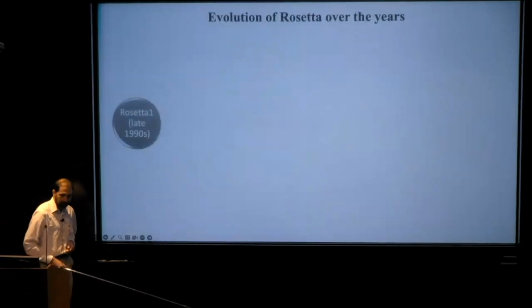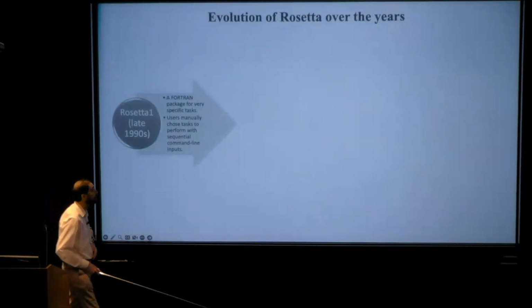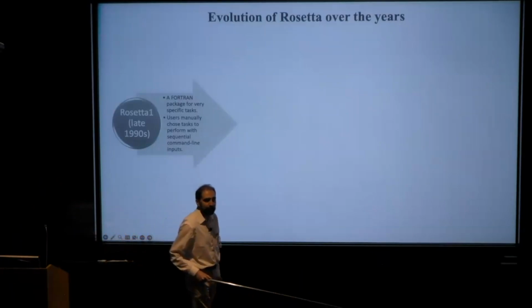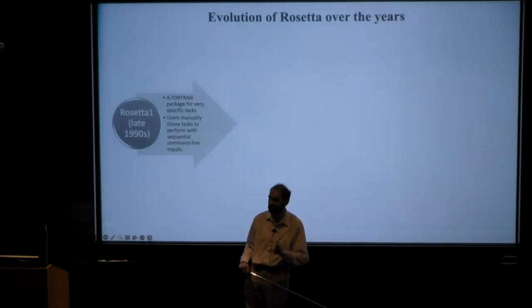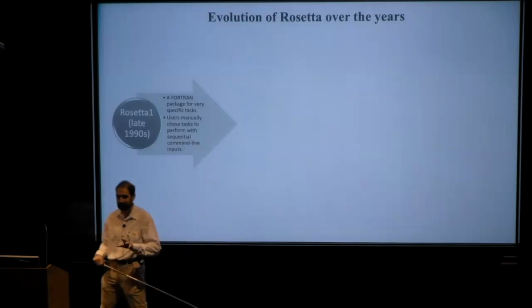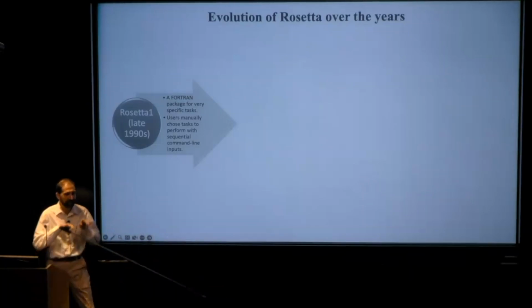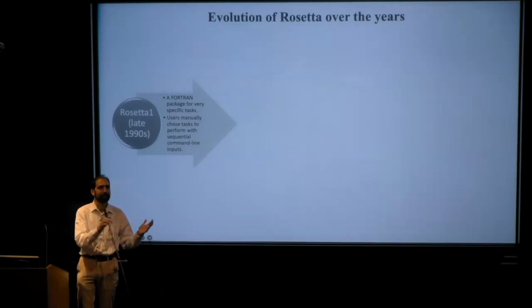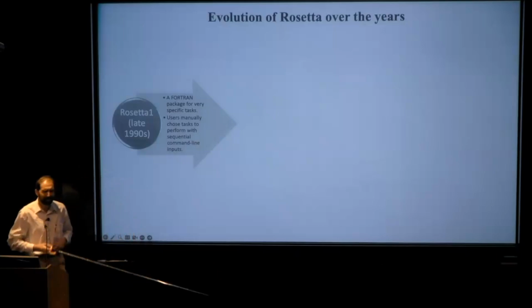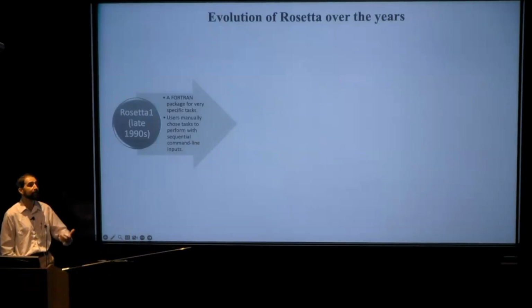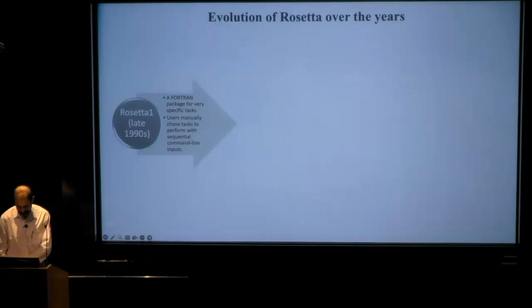Rosetta started out in the late 90s as Fortran code. And it was very, very specific Fortran subroutines for doing specific things. So at the command line, you would sit down and say, okay, today what I want to do is optimize rotamers of this particular structure. And you'd enter your command line inputs and you'd get your outputs. And then you'd say, okay, I'm going to take some of the outputs and enter new command line inputs to relax these structures or something like that. And it was a very manual process that prevented the emergence of much larger composite protocols.